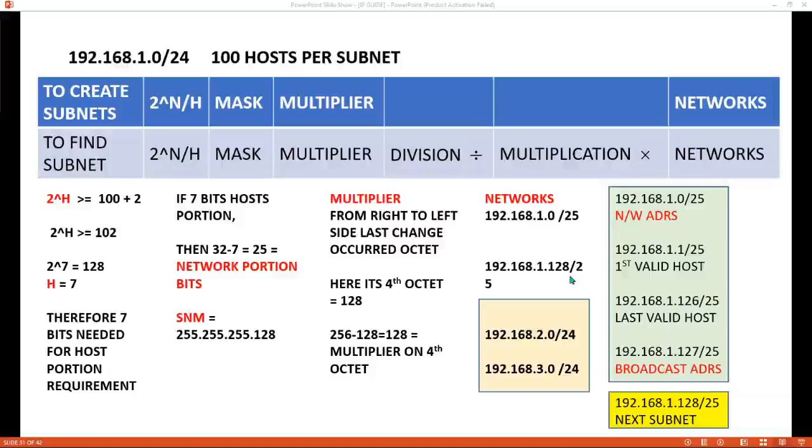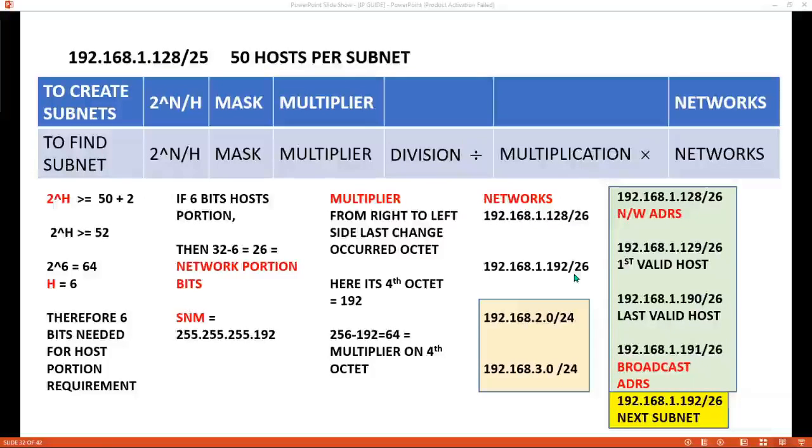So let's do the calculation for that in the next slide. So you can see 192.168.128/25 with 50 hosts per subnet. So here I can again do the calculation: 2 to the power h greater than or equal to 52, and h equals 6. I'm just rushing this because we have done all these calculations earlier at a slow pace. Now you can recall it, or else you can view that and do some practice. Okay, so h equals 6.